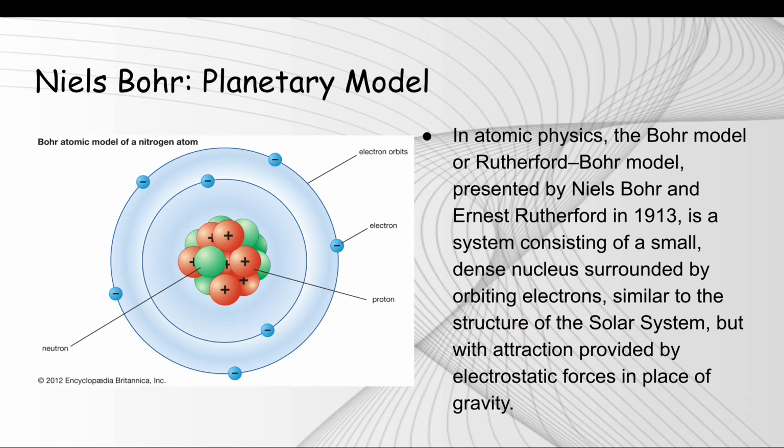Alright, so the Niels Bohr planetary model. In atomic physics, the Bohr model, or Rutherford-Bohr model, was presented in 1913. It is a system consisting of a small, dense nucleus surrounded by orbiting electrons, similar to the structure of the solar system, but with attraction provided by electrostatic forces in place of gravity.